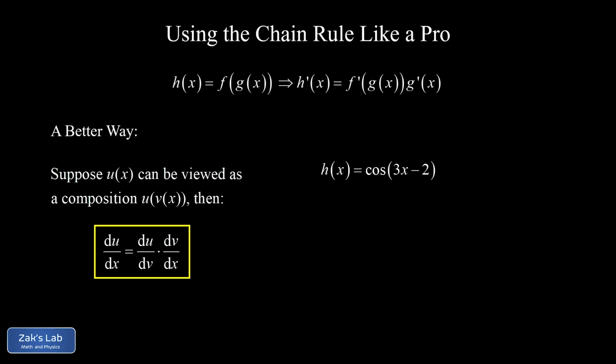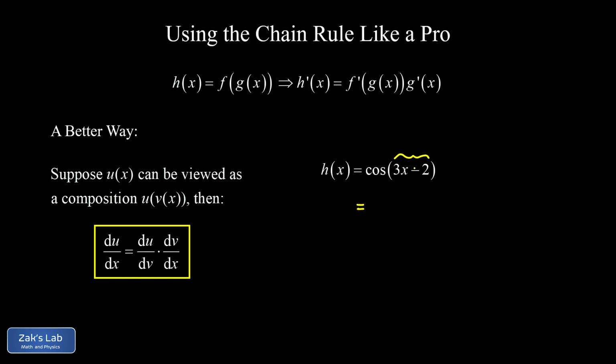So let's go back and work that original example with this new approach in mind. So I have this function cosine of 3x minus 2. Clearly the outer function is cosine and the inner function is 3x minus 2. Now what this new representation of the chain rule is saying is take the derivative of the outer function with respect to the inner function. So we start with that. I'm going to differentiate the cosine function with respect to 3x minus 2. Now that means just treating the 3x minus 2 like it's a single variable for the moment.